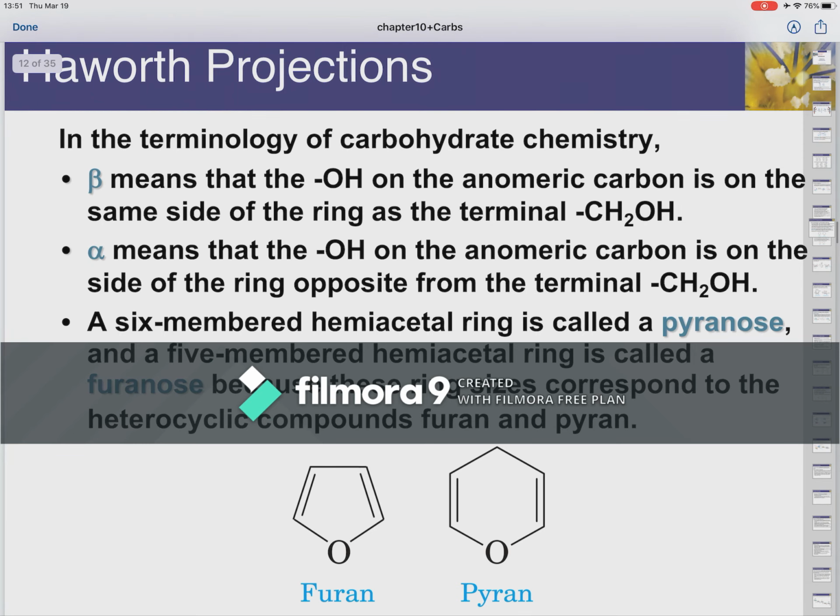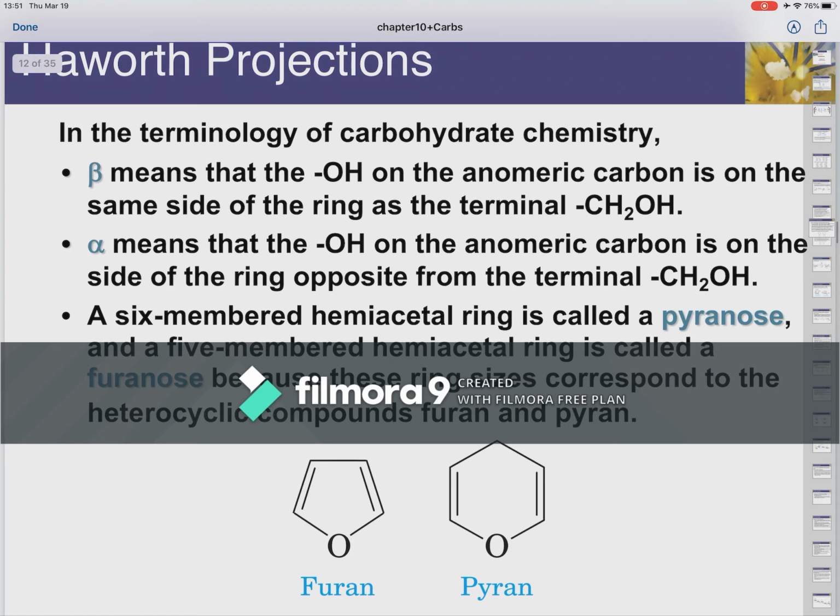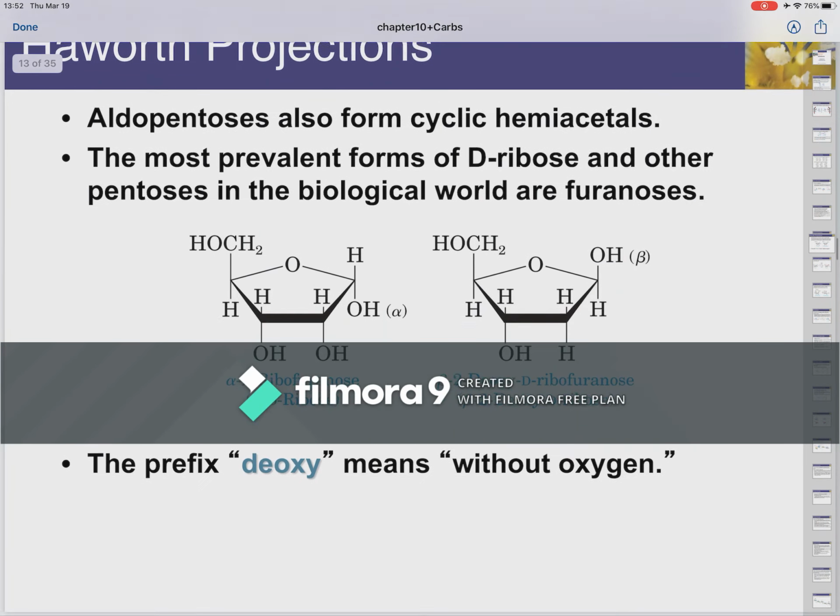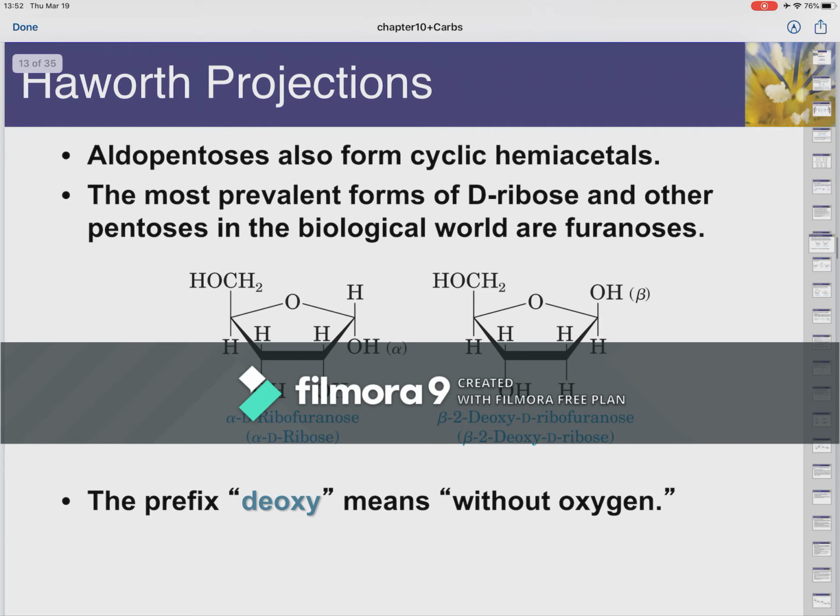The 5 and the 6 membered rings. So again, you can have a 6 membered ring. We're going to call those pyrans, or a pyranose, because it's derivative of this form of pyran, which is an ether. So they have a pyranose if they have 6 membered ring with an O in it, or they're furanose, furan, if they're 5 membered.